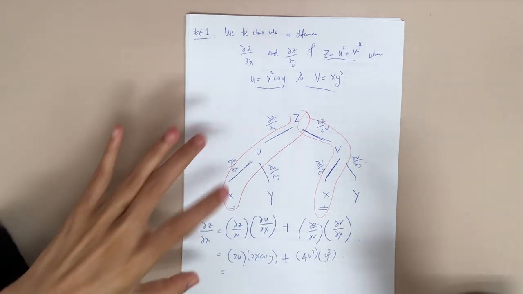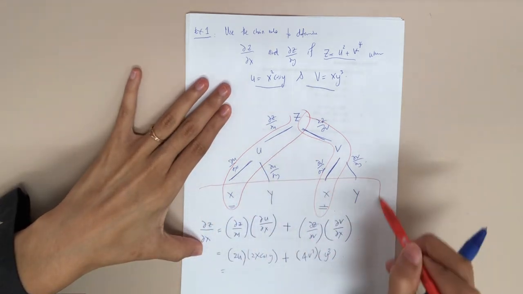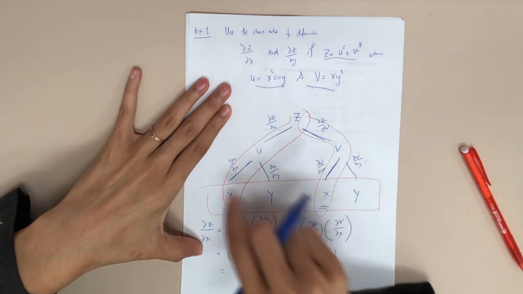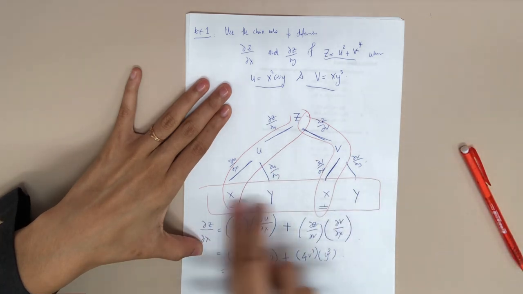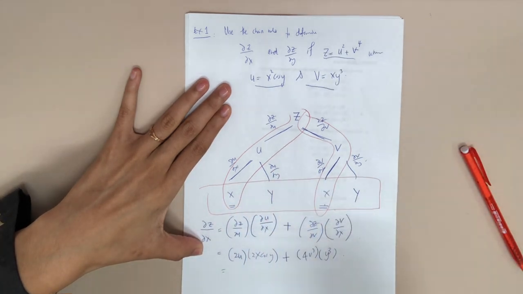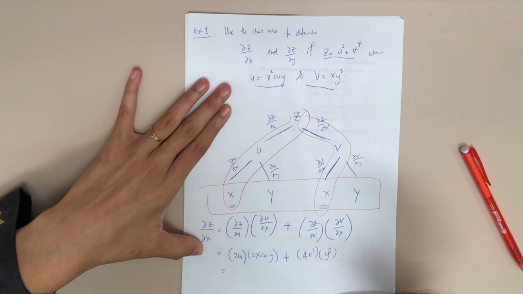Why do I say x and y? Because you can refer to this row, the last one will be x, y, x, y. So for your final answer, it consists of only x and y. There must be no more u and v. It must be x and y only.